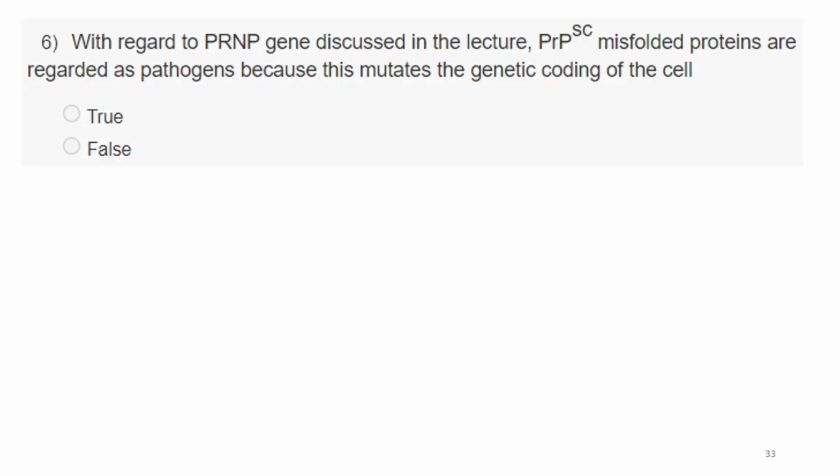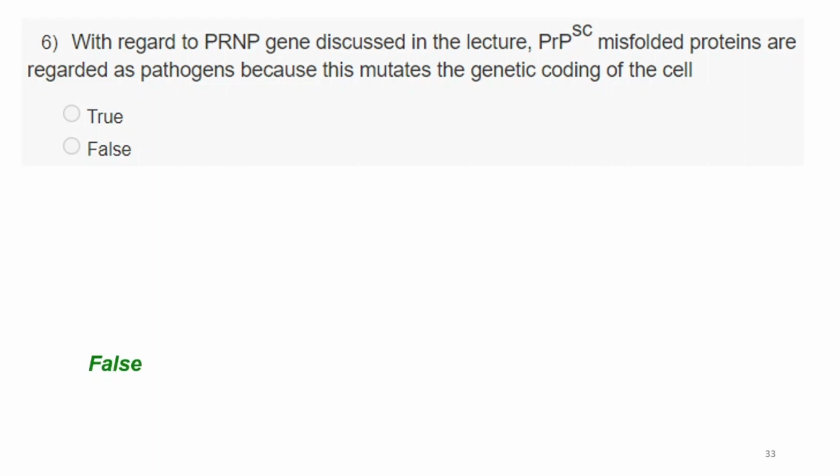With regard to the PRNP gene discussed in the lecture, PrPSc misfolded proteins are regarded as pathogens because this mutates the genetic coding of the cell. True or false? Anybody? Anybody has any idea about prion disease, how these things happen? Okay, so this is false.